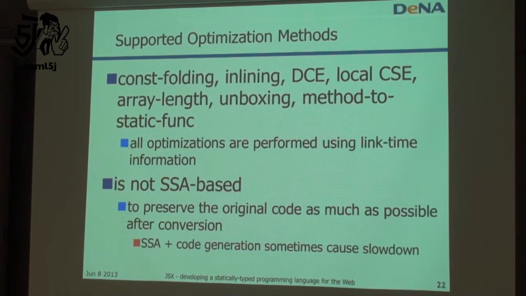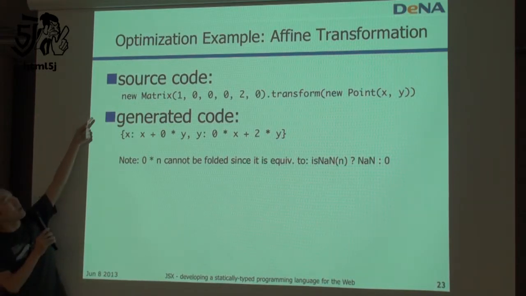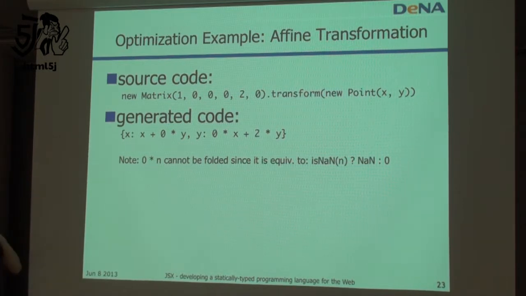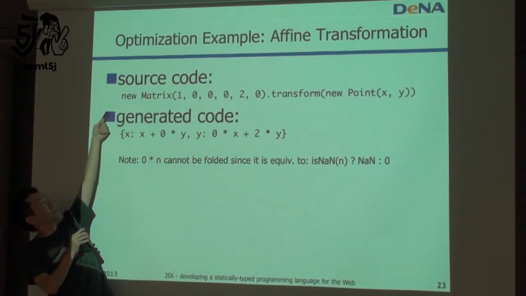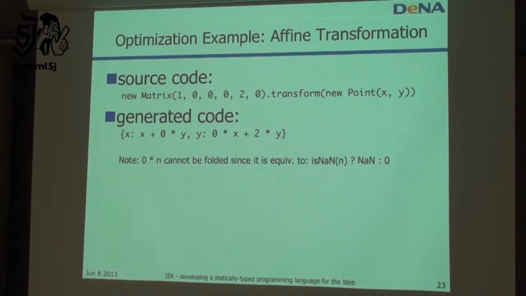And this is a list of our supported optimization methods. By using such optimization methods, for example, source code like this in JSX is compiled to something like this in JavaScript. So for large-scale games, you never want to write this kind of code because it's so messy. Using JSX to write structured code, and then using a compiler to transcode the source code to JavaScript, is actually a good approach.